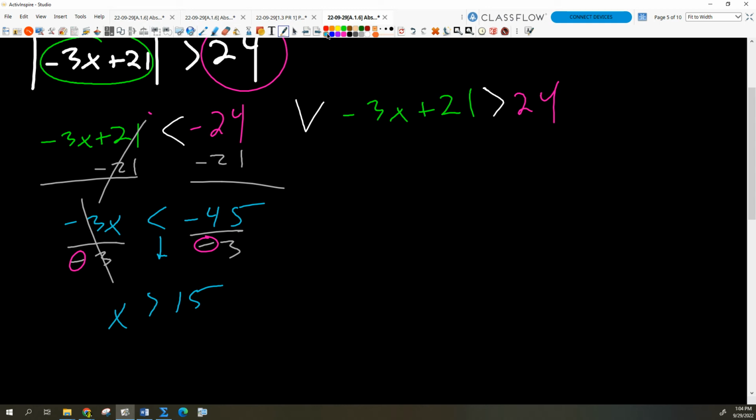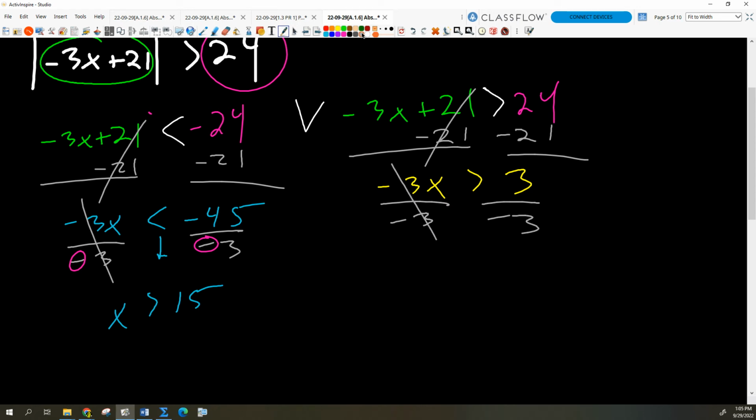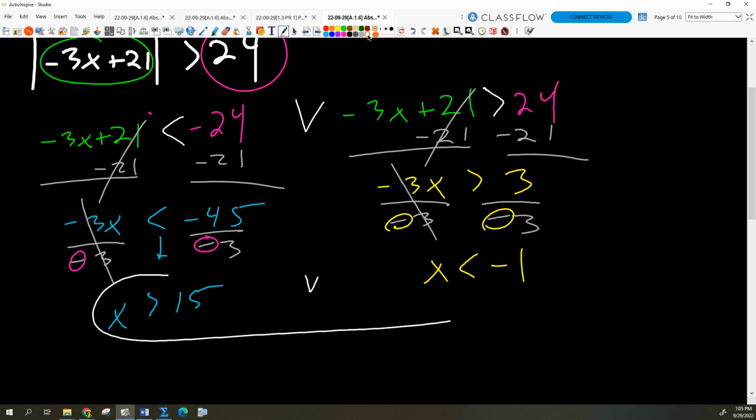Or what about the other side? If we do the same stuff, same step, subtract 21, and I get negative 3x is greater than 3. Divide both sides by negative 3. What do I get? X is less than. Good, I got to flip it, don't I? Because I'm dividing by a negative, I have to flip it. X is less than negative 1. So there's my final answer. X is greater than 15 or X is less than -1.